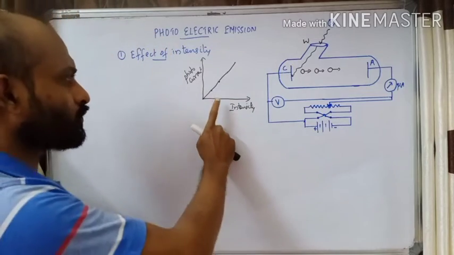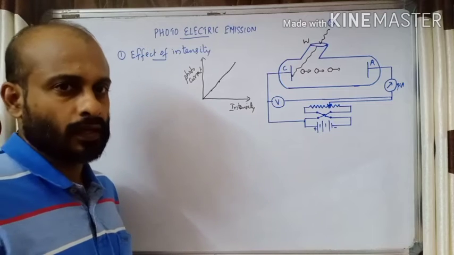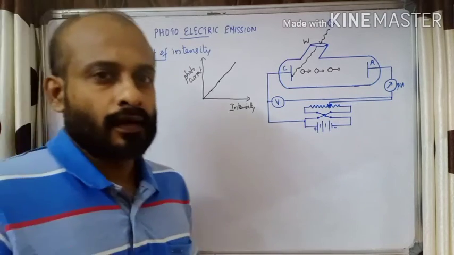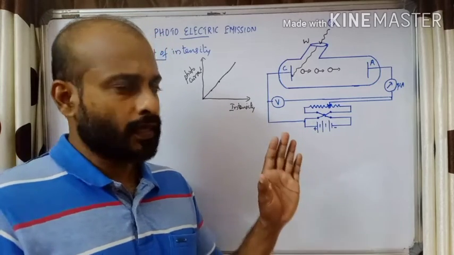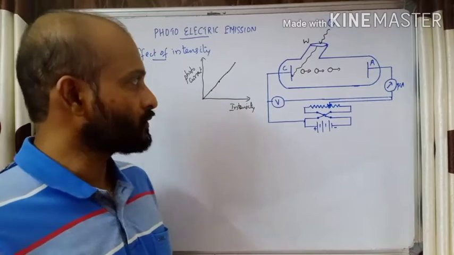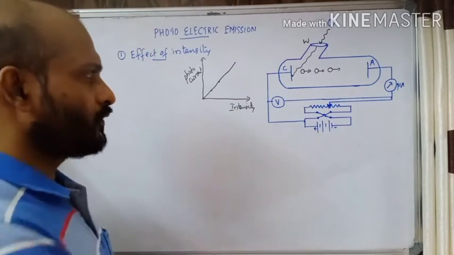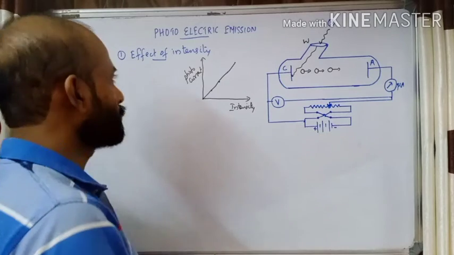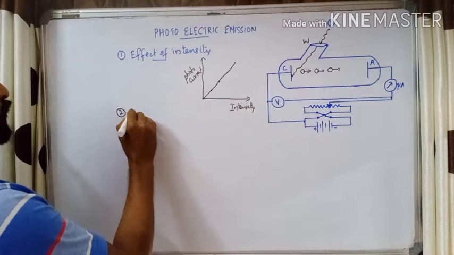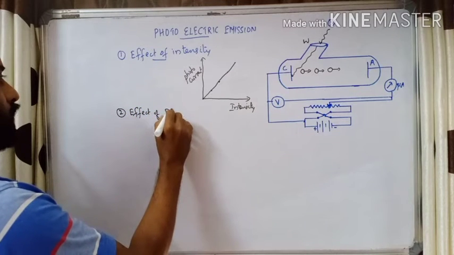So what have you understood from this? Intensity of light is directly proportional to photocurrent. Now we have the second experiment. Actually, this is conducted together. Second observation: we'll keep the intensity constant, and what we are going to vary is the potential difference. So second, we will see the effect of potential.